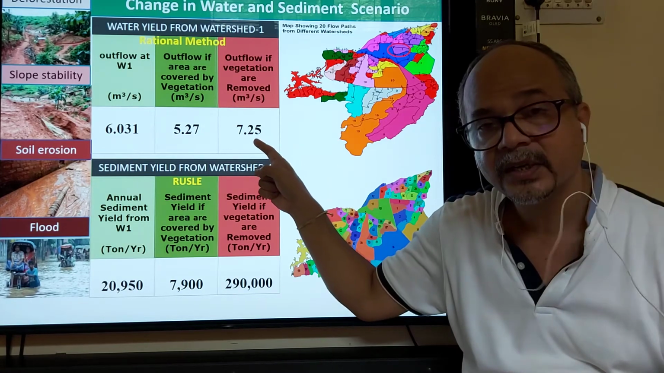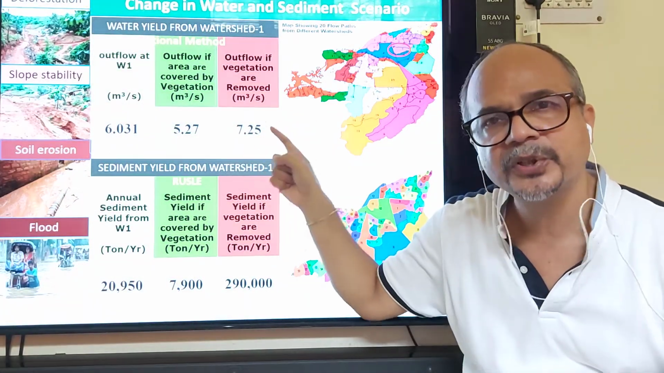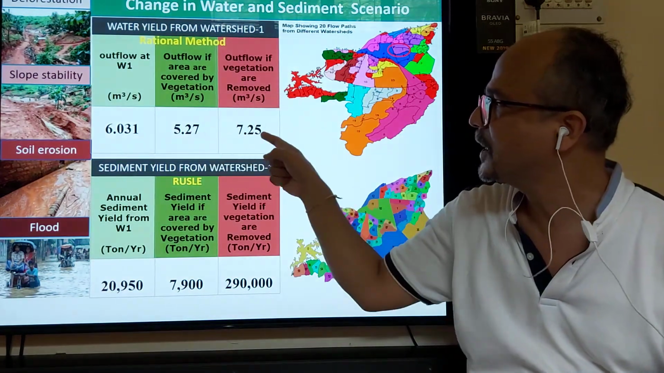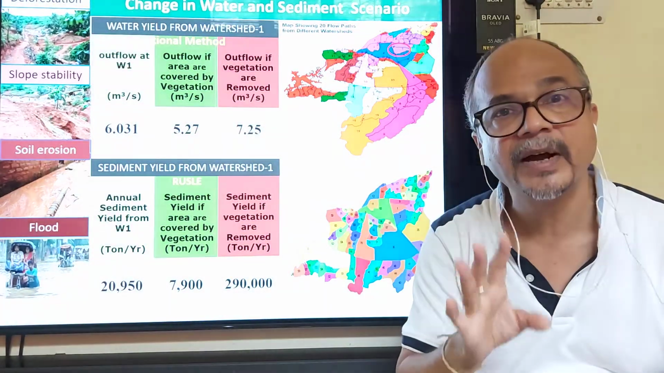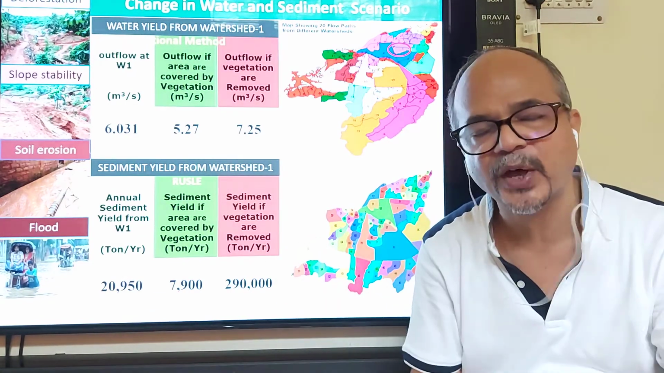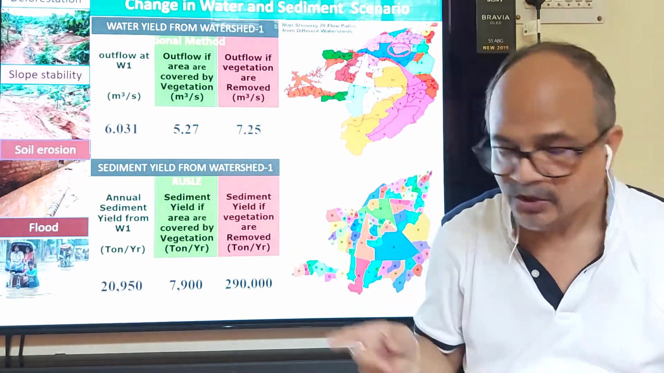That means, the important point I am trying to say here is that with vegetation and without vegetation, the difference can be 2 meter cube per second. In 1 second, 2 meter cube extra going means the drain will be flooded. Drains are not of that big size. So that's what is the concern.